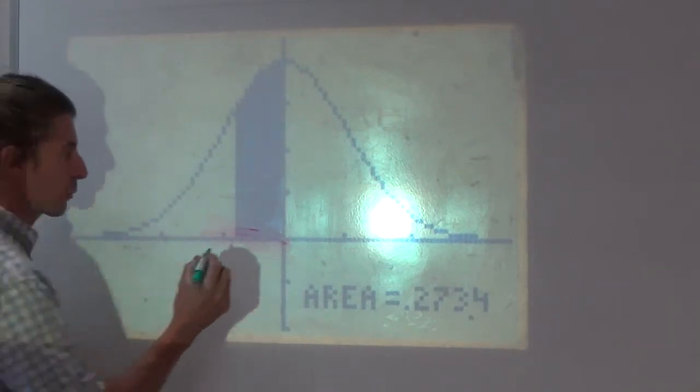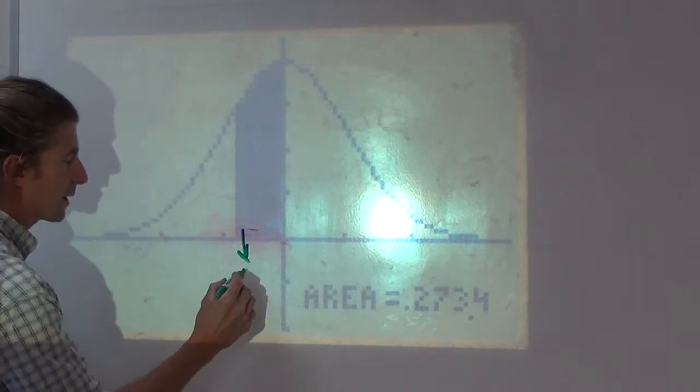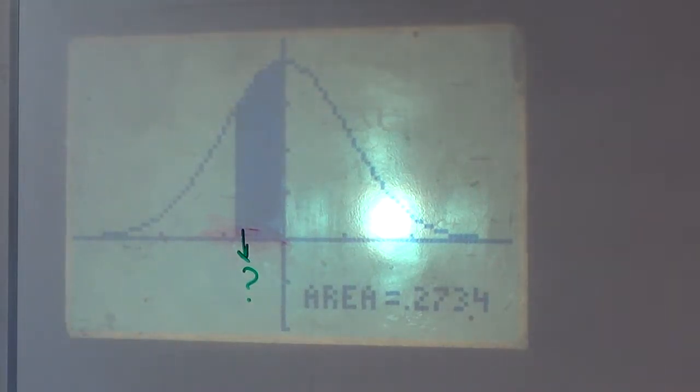Here's what you guys are messing around with right now. Figure out what z-score that is to get exactly 25% on both sides. Mess around a little bit right now.